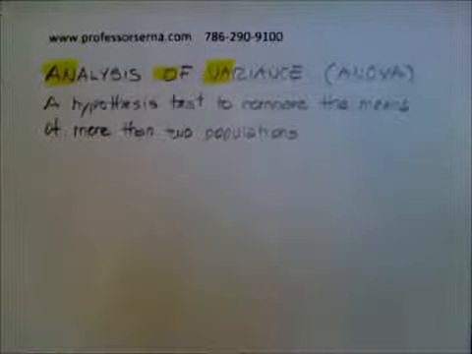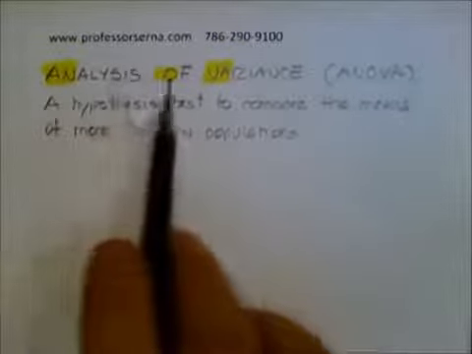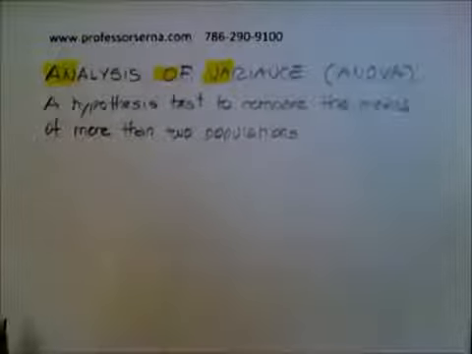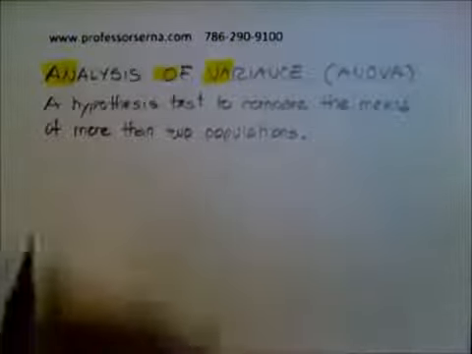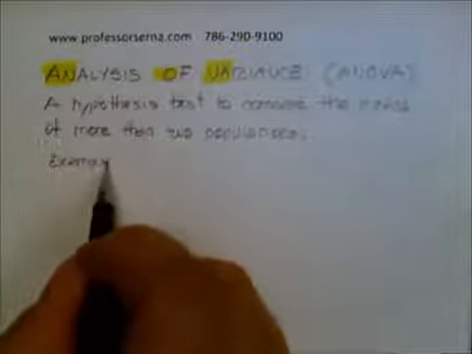In this video, we are going to be introducing analysis of variance, ANOVA, which is just a hypothesis test to compare the means of more than two populations. If we only had two populations, we could use a t-test or a z-test. Now, to explain the terminology, let me use an example.